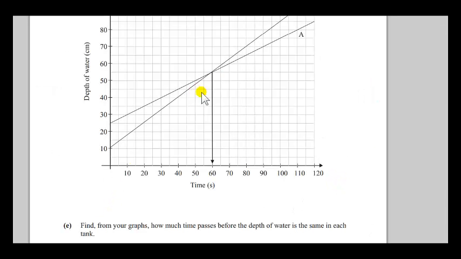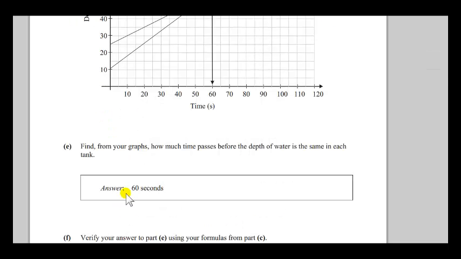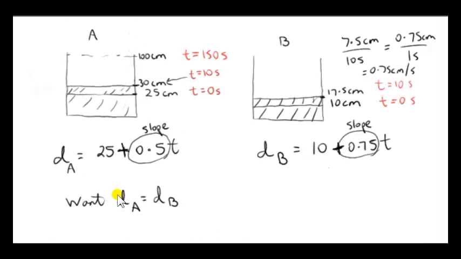Next, we will use the graphs to find out how much time passes before the depth of water is the same in each tank. We can see from this that at t equals 60, the depth is the same, namely 55 centimeters. We can do that without the graph, so in the next part we're going to use the formulas for the graphs.